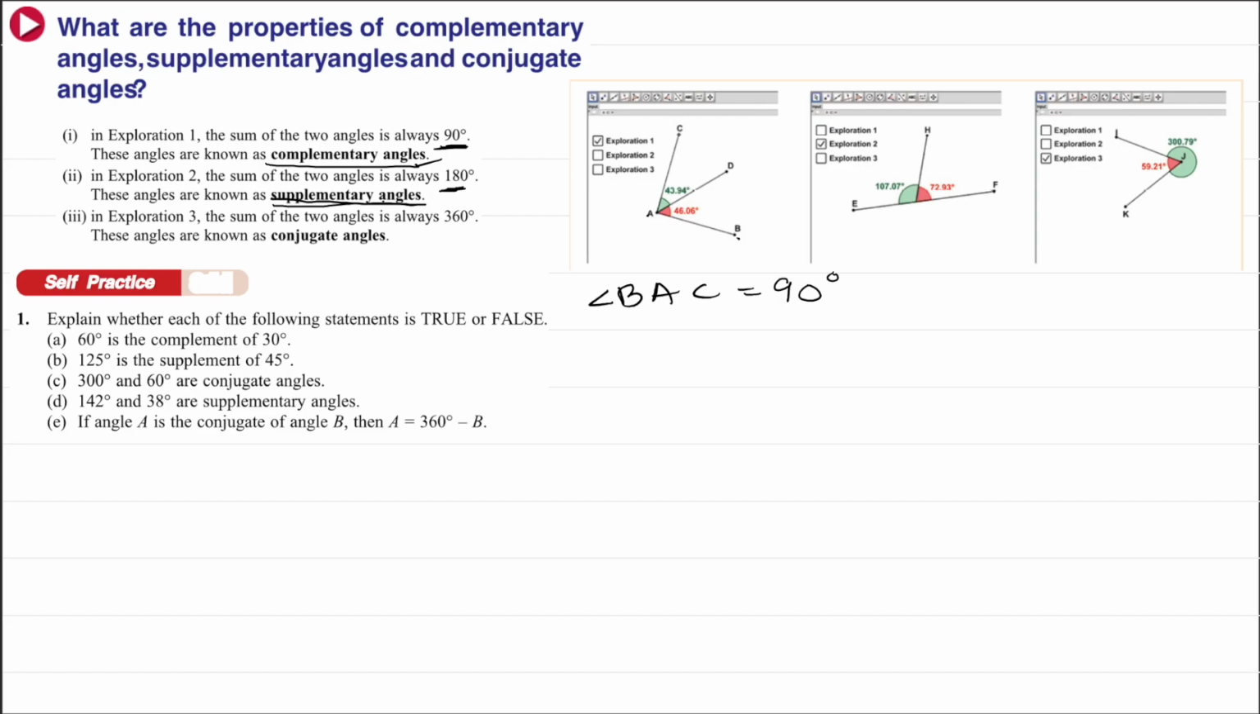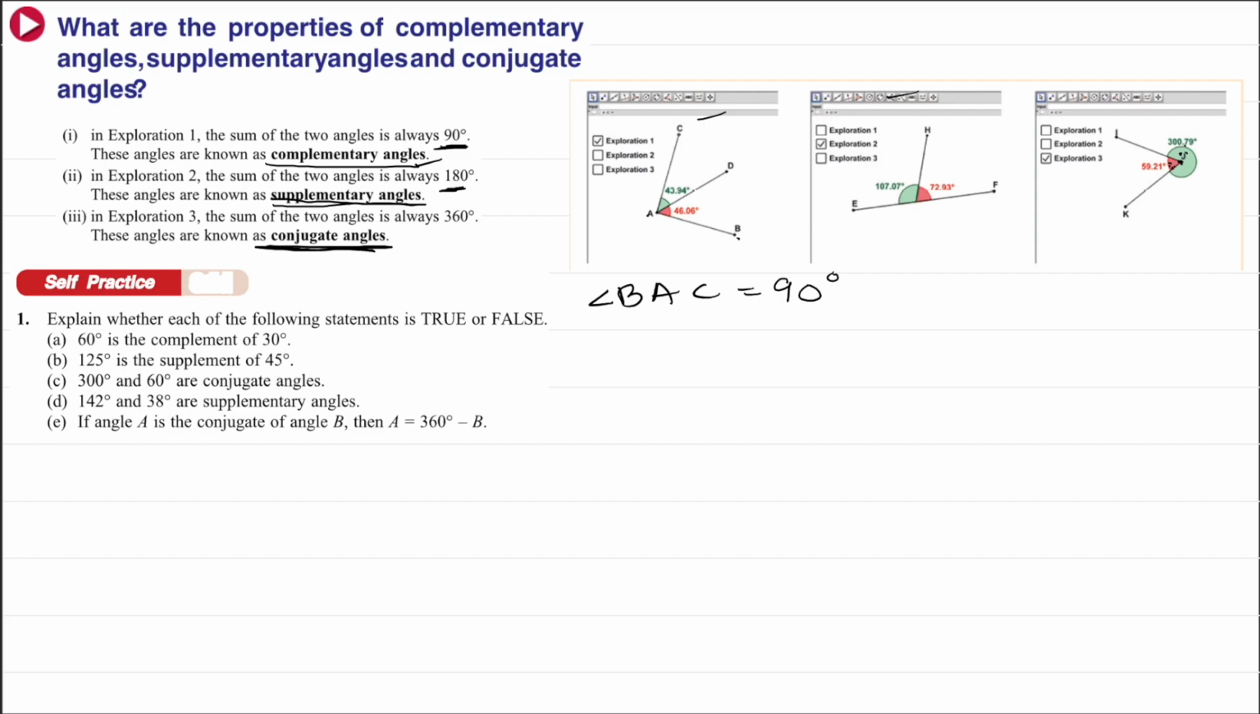Complementary, supplementary angle. Okay. Contoh yang ketiga, ini kita melibatkan angle of a whole turn at a point. So, dia kata kat situ, the sum of the two angles is always 360 lah sebab dia angle of a whole turn. So, bila ada dua angle, hasil tambah kedua-dua angle ni 360 dan apakah nama angle ni? Conjugate angles. Okay, ada 3 jenis angle. Complementary untuk 90 darjah, supplementary untuk 180 darjah dan 360 ni untuk conjugate angle.